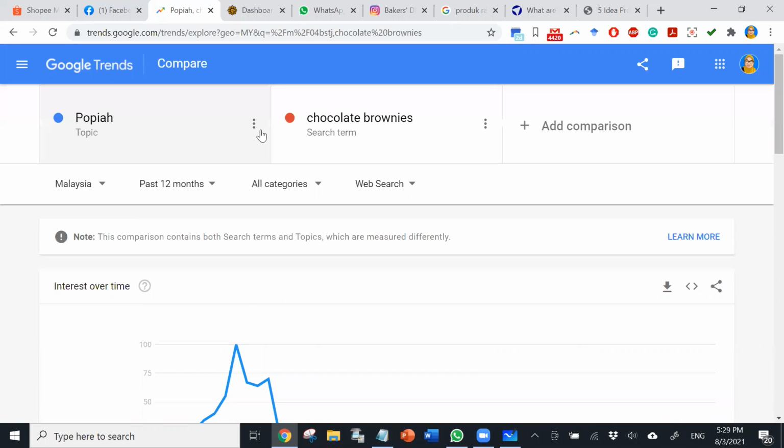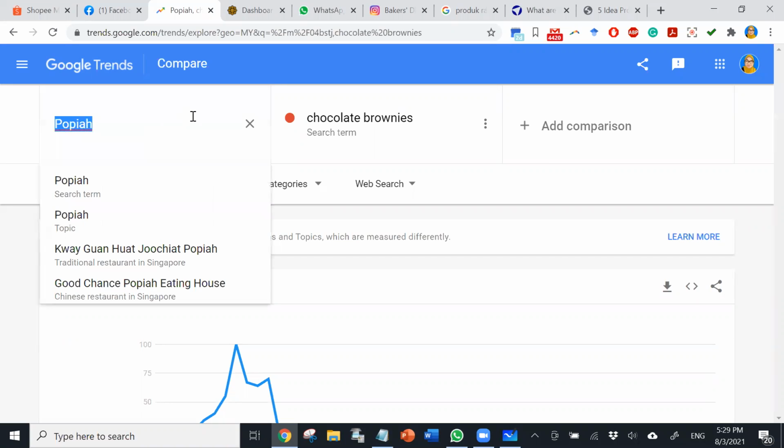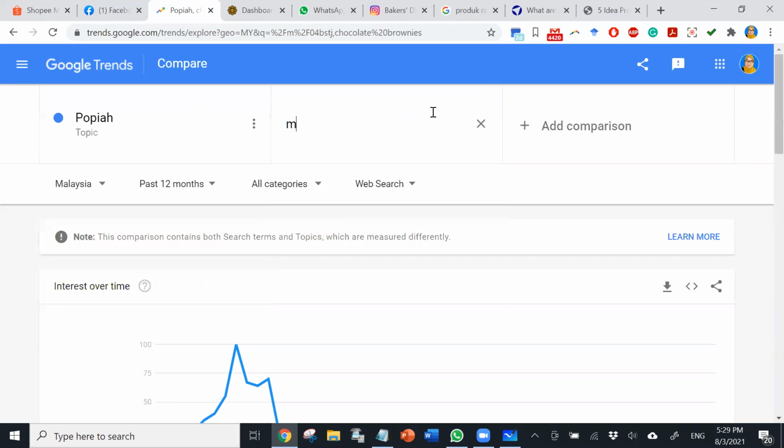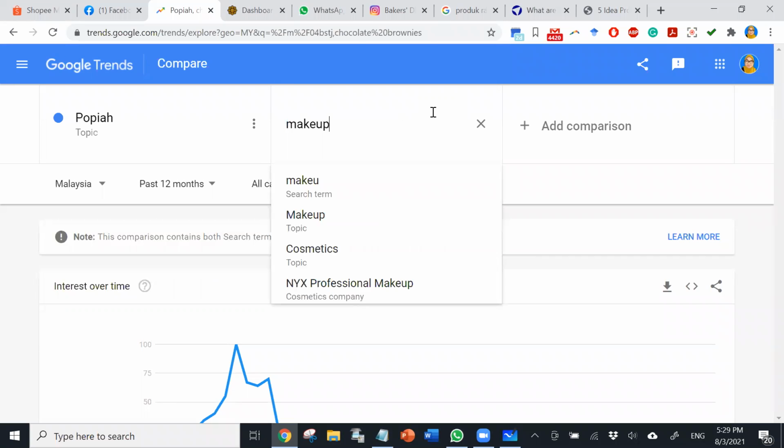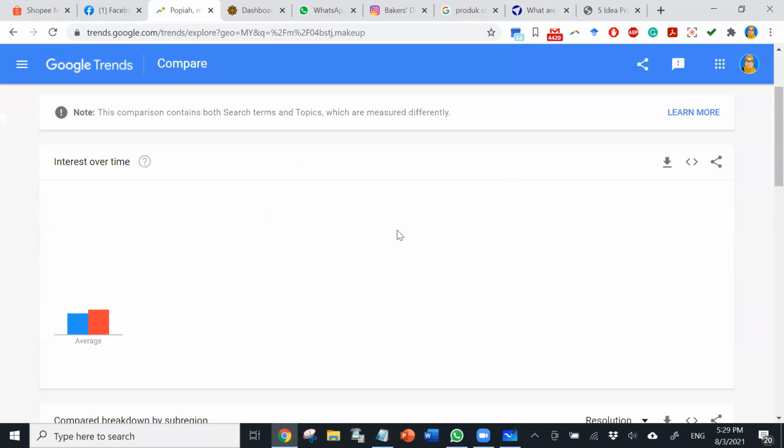If you want to compare other things, for example, clothing, between baju kurung or maybe baju Melayu, or maybe you want to compare cosmetic products, for example, perfume versus makeup. Okay.